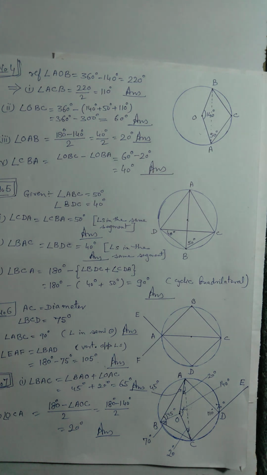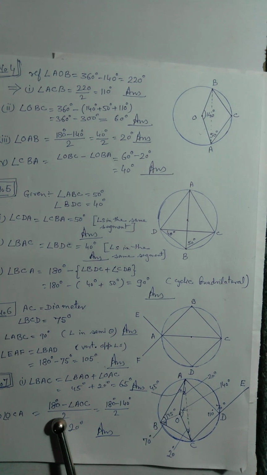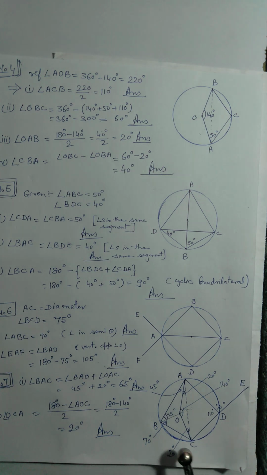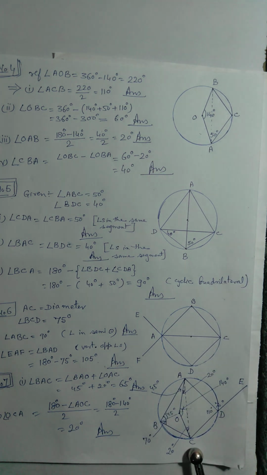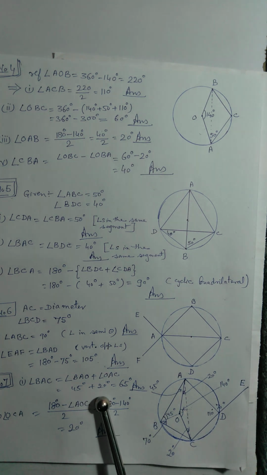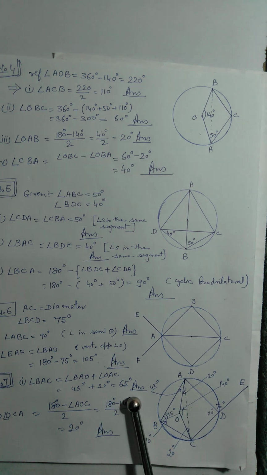ABCD is a quadrilateral inscribed in a circle with center O, and CD is produced to E. If ADE is equal to 70 degrees and OBA is 45 degrees, calculate BAC and OCA. देखिए फर्स्ट पार्ट में BAC is equal to 45 plus 20 degrees, that is 65 degrees.